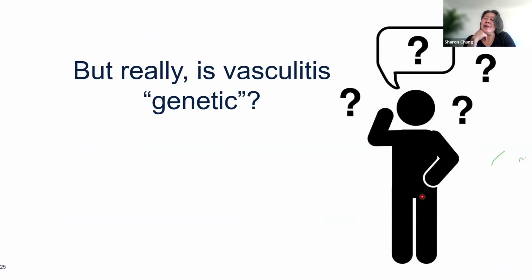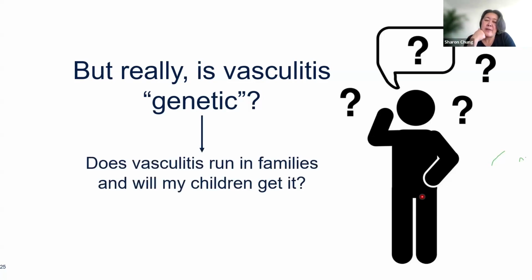So, I can hear people thinking, Sharon, that's fine and dandy. The science is really interesting. But really, what I'm interested in knowing is whether or not vasculitis is genetic. And what that question means to them is, does vasculitis run in families, and will my children get it? Do I need to be worried about whether or not my children will develop vasculitis?